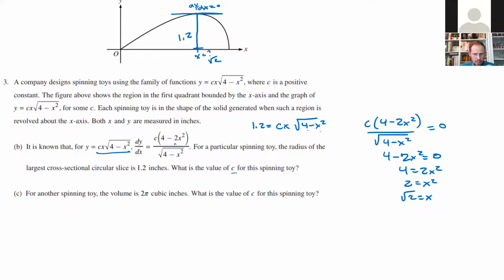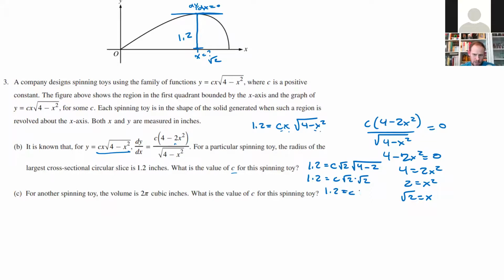So that means we can plug in the square root of 2 here. So now we're going to get 1.2 equals c times root 2 times the square root of 4 minus root 2 squared. So 4 minus 2. So we're getting 1.2 equals c square root of 2 times the square root of 2. Well, that's nice.